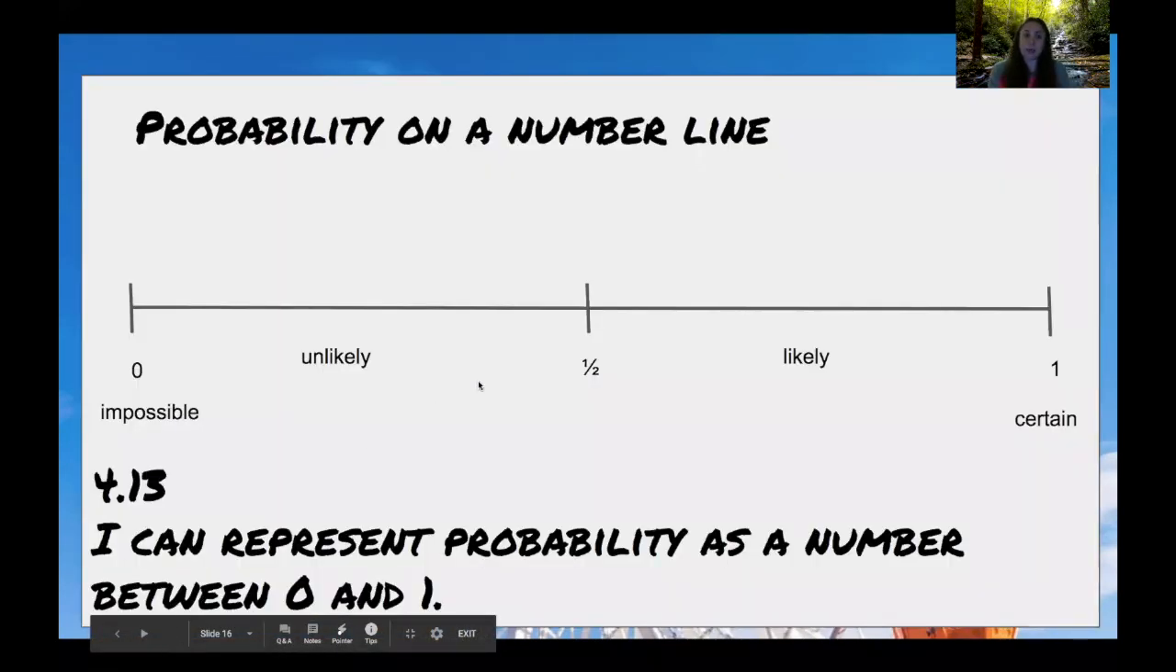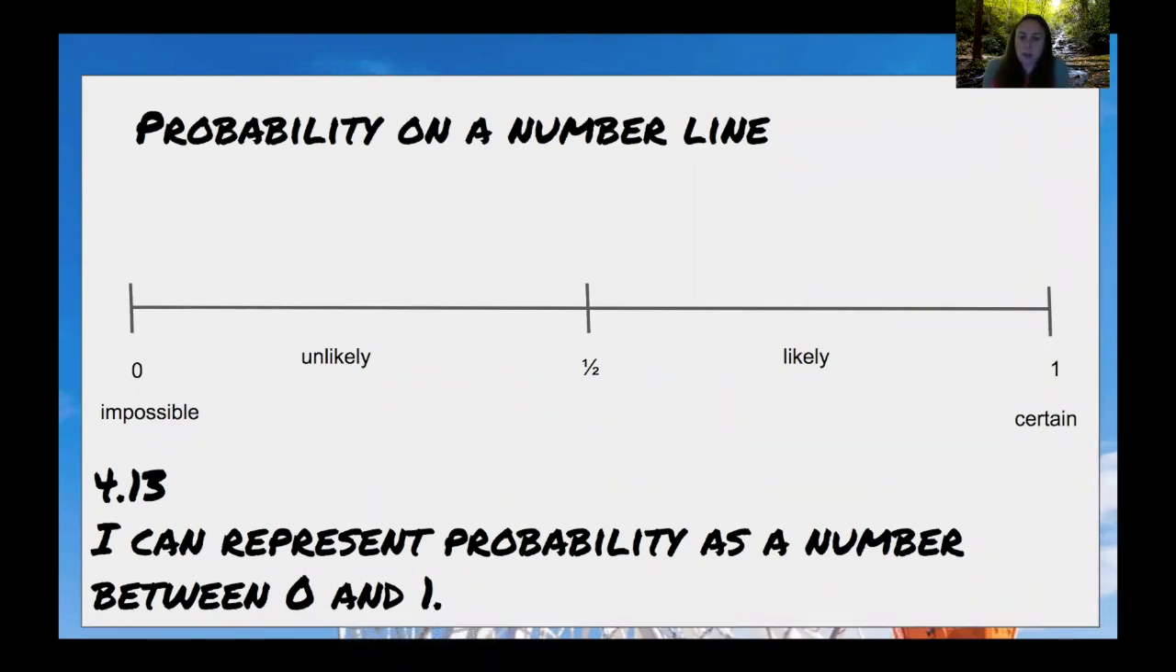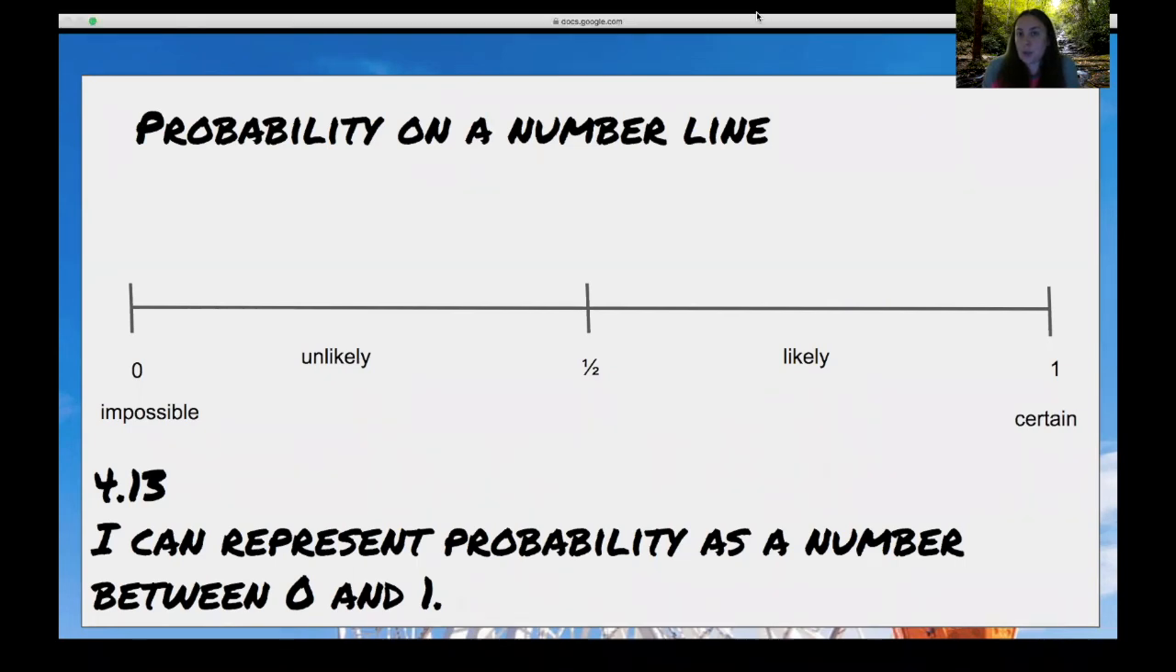All right, so today we looked at the number line. We looked at where we could represent the probability on the number line using the terms impossible, unlikely, likely, certain, and equally likely. So I can represent probability as a number between 0 and 1, and we are using a number line to help us do that. So hopefully we are a little more comfortable with number lines and probability, and we will come back tomorrow to do some literature in our math. So hopefully we'll see you back tomorrow for Wednesday's lesson.